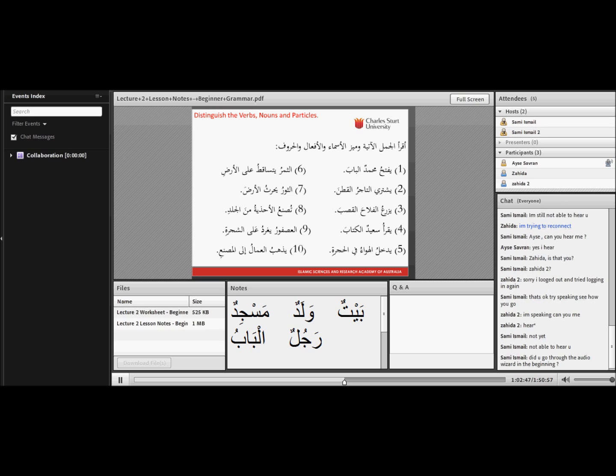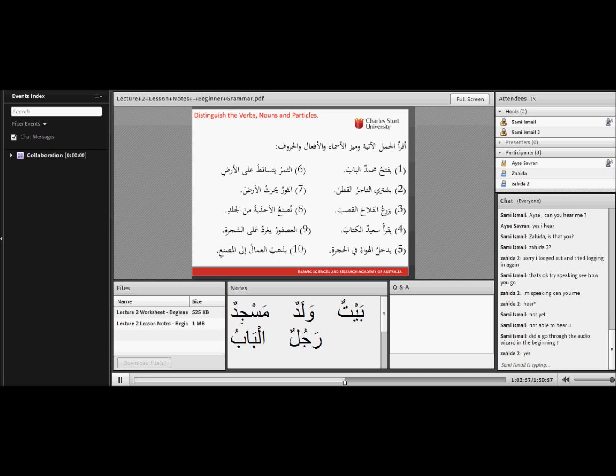Can you read number 10? رقم 10. يذهب العمال إلى المدينة. Yeah, إلى المصنع. يذهب means going. Second word, العمال. They're going somewhere, I don't know. That's fine, yeah.